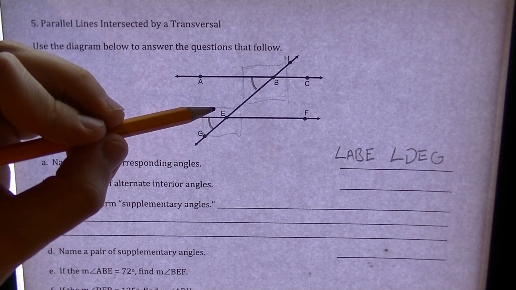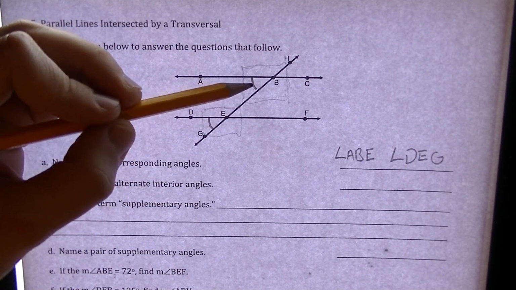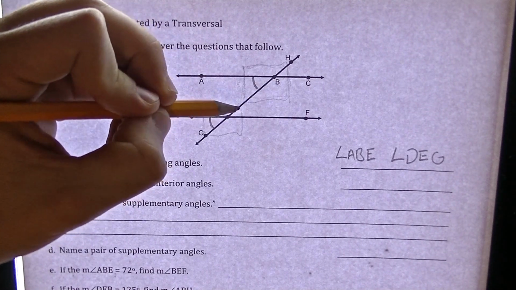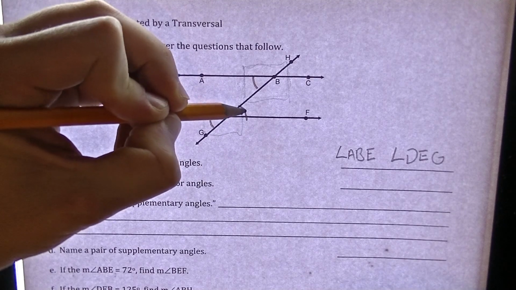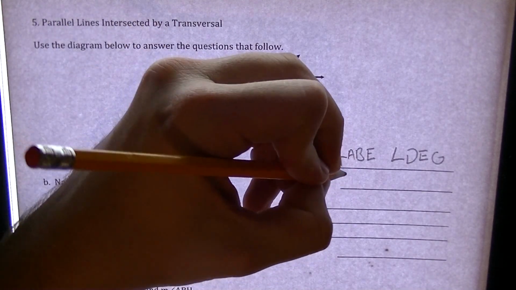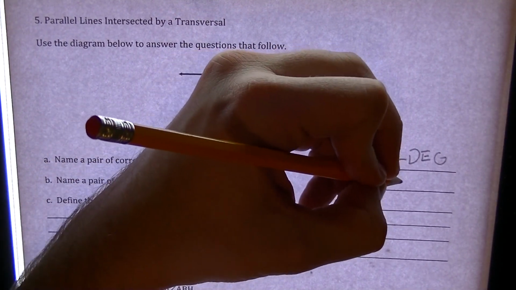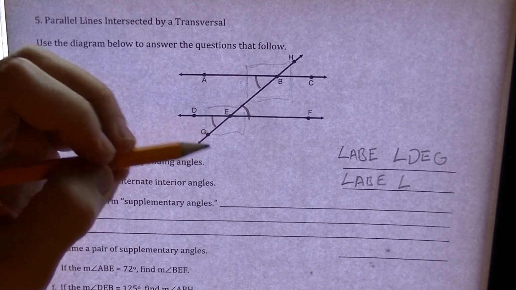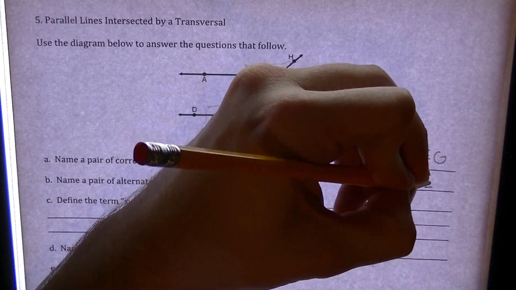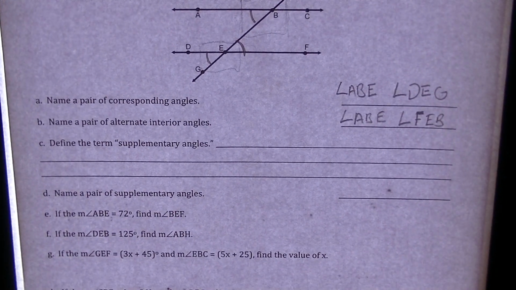A pair of alternate interior angles, well, that means on alternate sides of the transversal and on the inside of my two parallel lines. So using ABE again, this is going to be my alternate interior angle. So FEB, angle ABE and angle FEB. All right, moving right on.